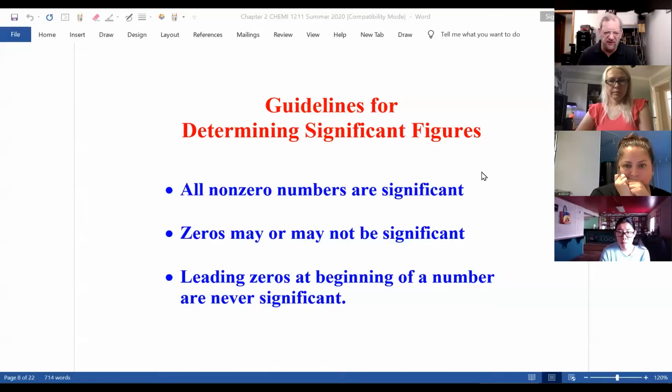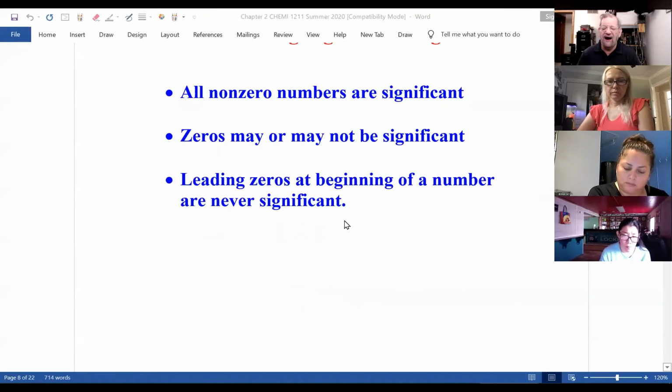All right, let's get to work. All right, back to significant figures. All non-zero numbers are significant. Zeros may or may not be significant. Remember, everything I show you on the screen right now, my slides are available to you in Blackboard, and plus will be on the video that I'll post later today.